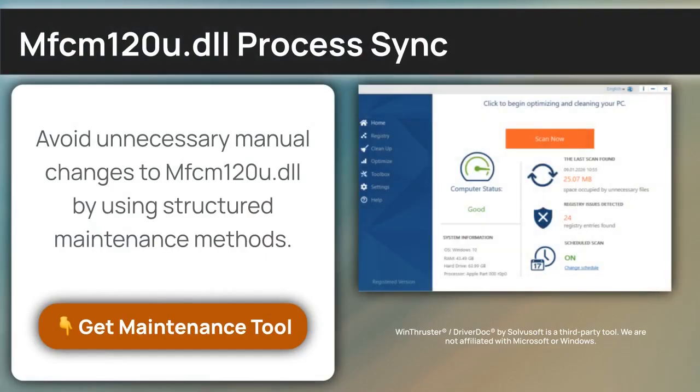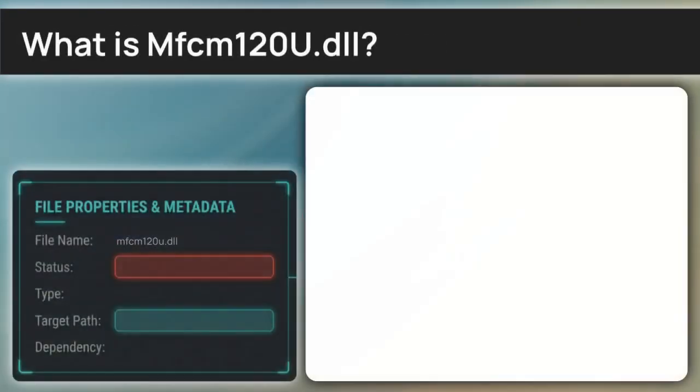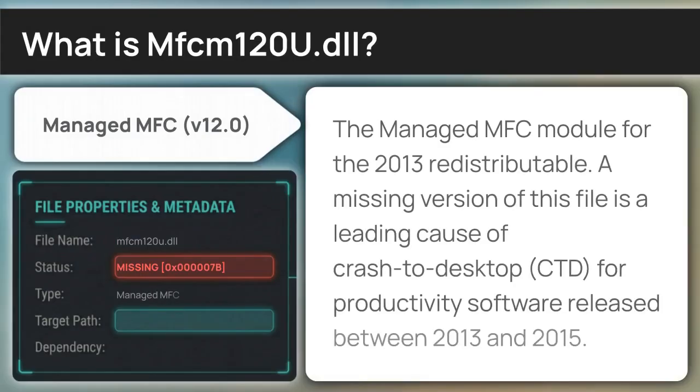This is the Microsoft Foundation class Managed 120 Unicode Library, the Managed MFC module for the 2013 redistributable. A missing version of this file is a leading cause of crash to desktop, CTD, for productivity software released between 2013 and 2015. Let's transition to the solution, starting with the official Microsoft redistributable.